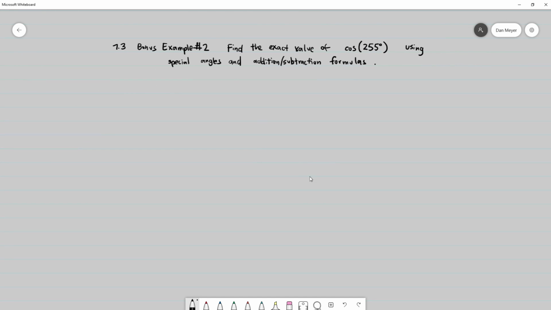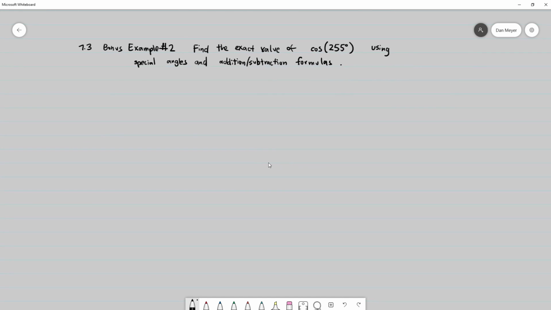Last example, find the exact value of cosine of 255 degrees using special angles and addition subtraction formulas. We did one like this in class. The idea here is 255 degrees is not a special angle, but we might be able to recognize it as a sum or difference of special angles.